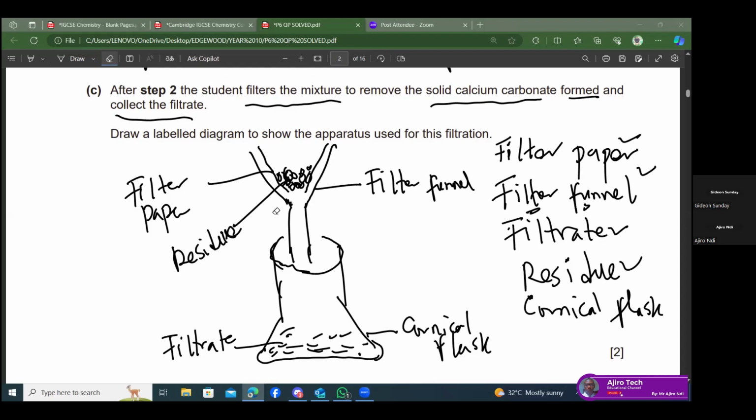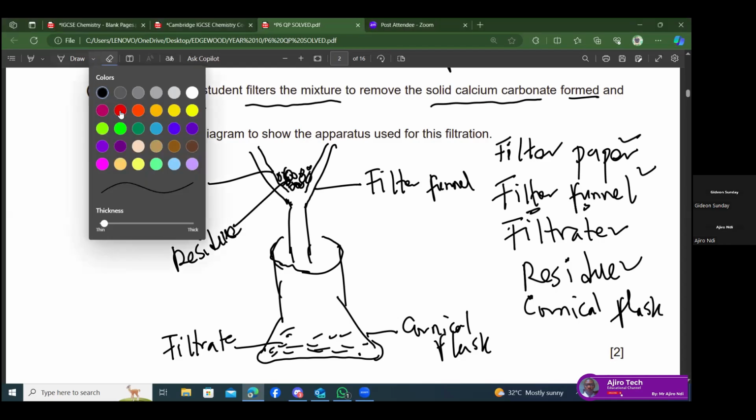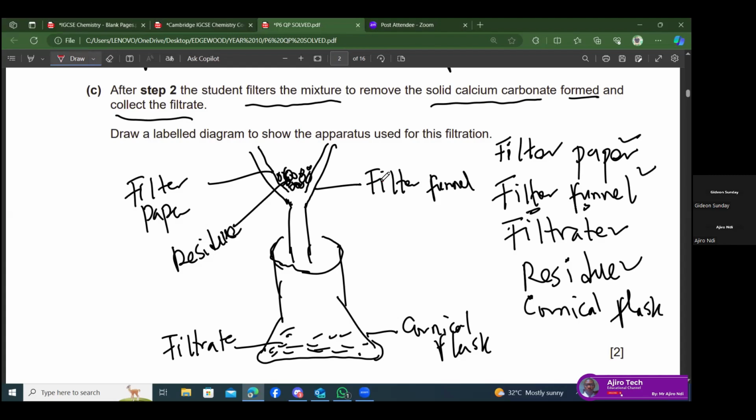And that is why, see the diagram, we have the filter funnel there. We have the filter paper, and then we have a conical flask to collect whatever has been filtered. Whatever has been filtered is called the filtrate, which is the liquid part of the whole thing, and then the residue is the solid part that remains in the filter paper. So I label the filtrate, the residue, the filter paper, and the filter funnel. Most times the mark scheme might want to see the filter funnel labeled, the filter paper, and probably the residue and the filtrate.